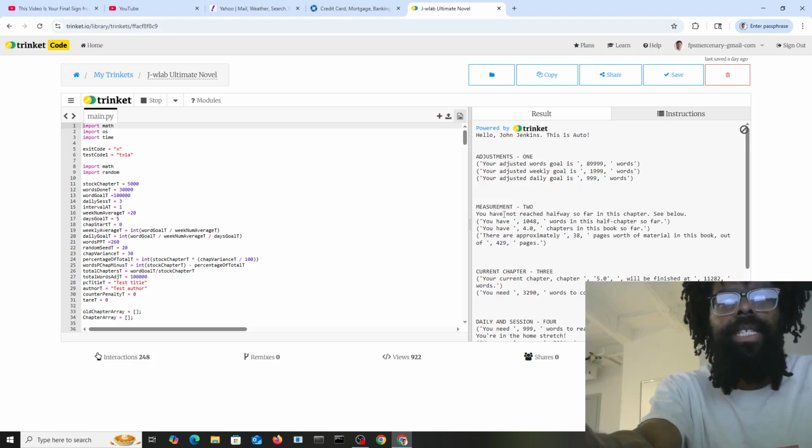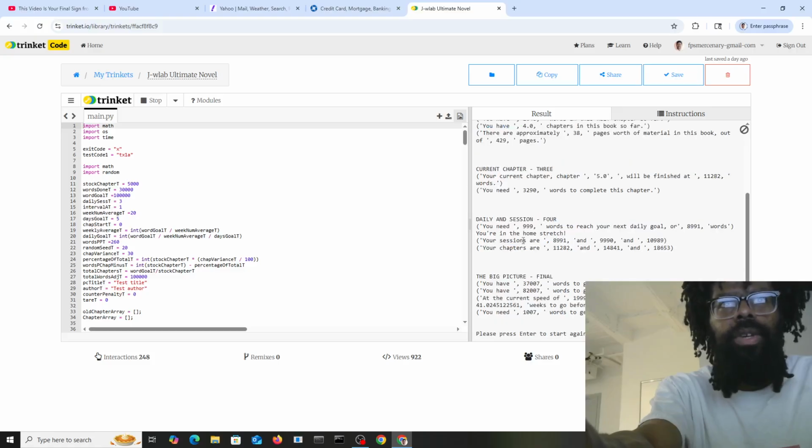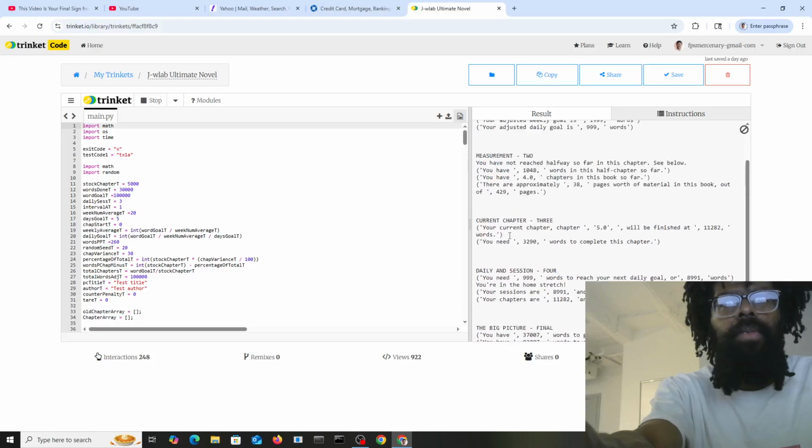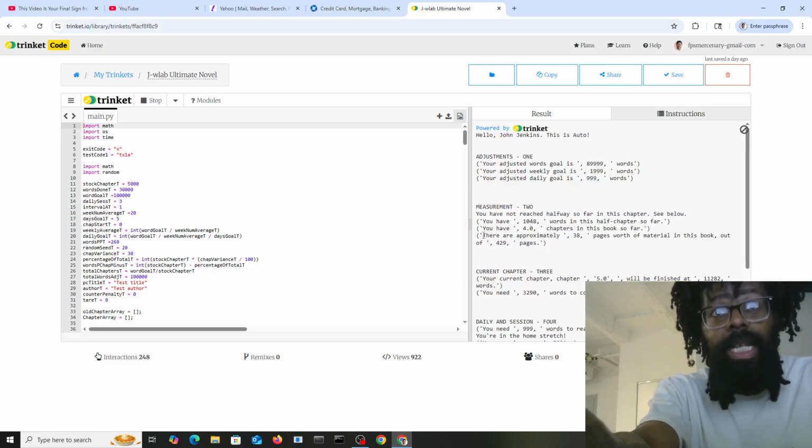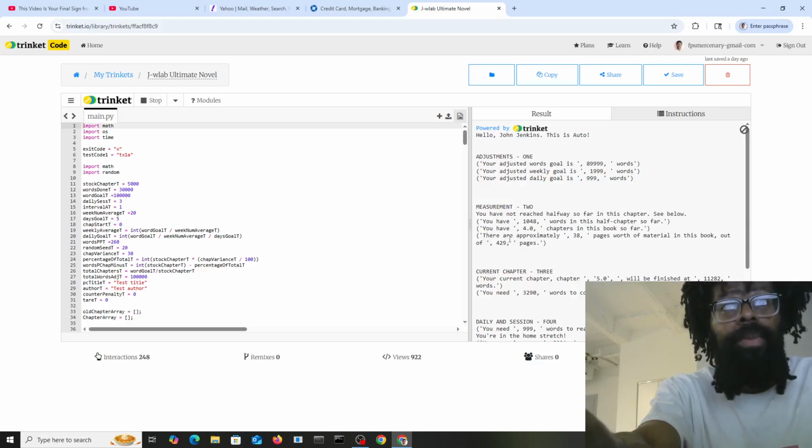So here you can see that I already changed this part, so it's showing you the total number of pages right here, which is 429. 210 words per page times 429 pages would be about 90,000 words.